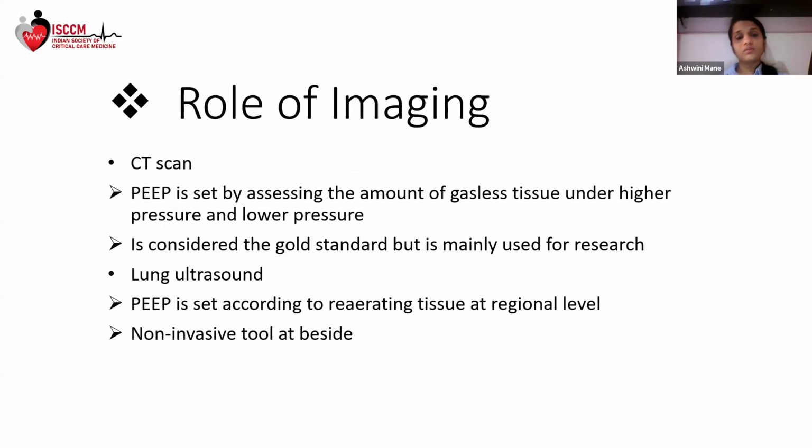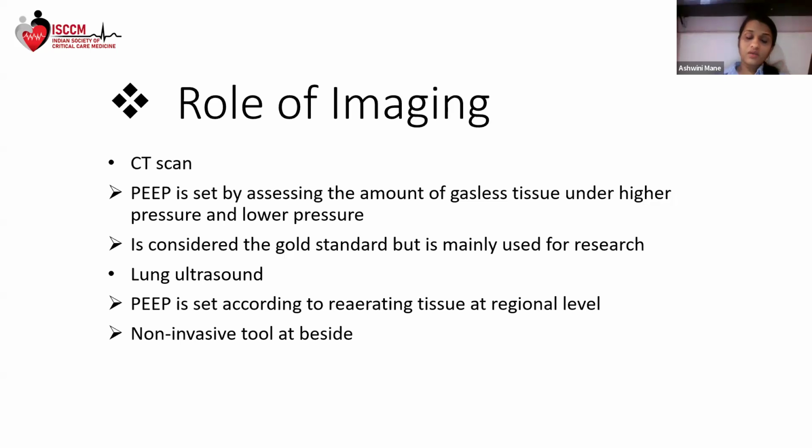The next is we can take help of imaging techniques like CT scan and lung ultrasound. By using the CT, we can assess the amount of gasless tissue under high pressure and low pressure. By using lung ultrasound also, similarly, we can set the PEEP according to the reaerating tissue at the regional level.